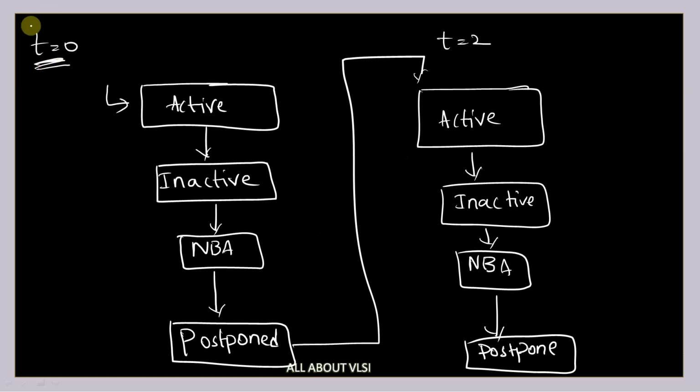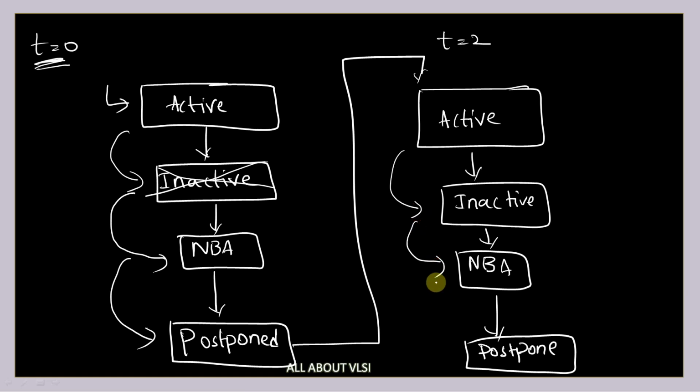Whenever the compiler is in time t is equal to 0 time slot, or whichever the time slot it is in, first of all, it will be in the active region. After completing each and everything in the active region, it is going to the next, that is nothing but inactive region. This is not recommended. We are not going to use it in our coding. So just after this, it will go to the NBA region. Next, it is going to the postpone region. Then after, it is going to the active region. And again, inactive region, NBA region, postpone region.